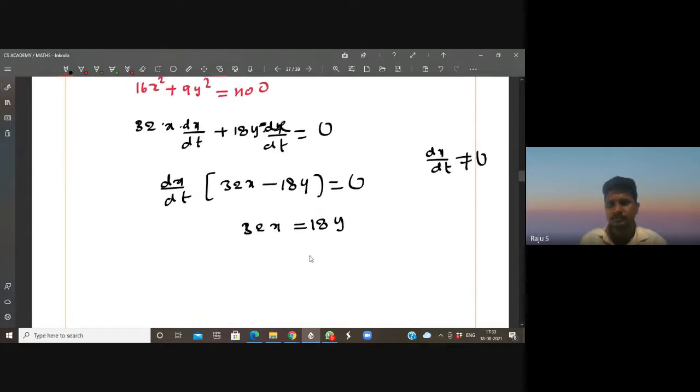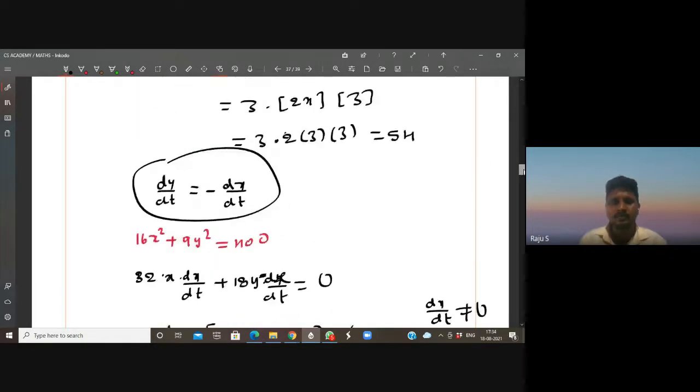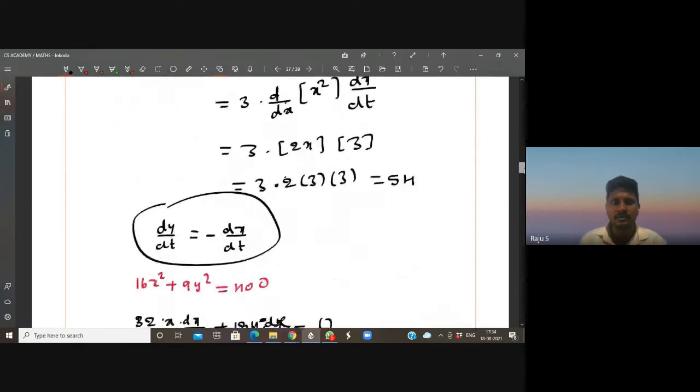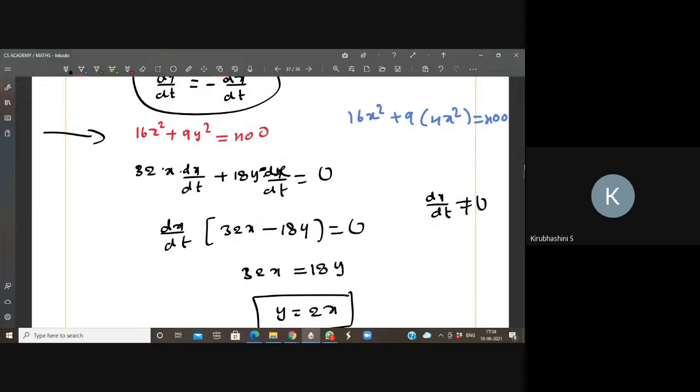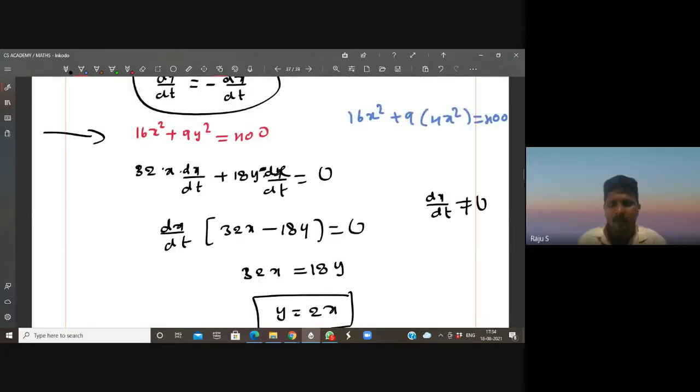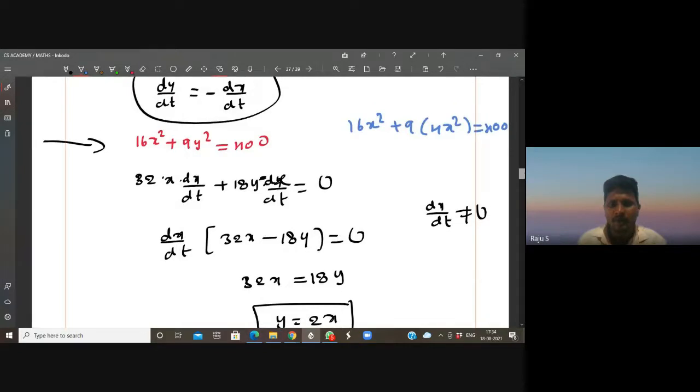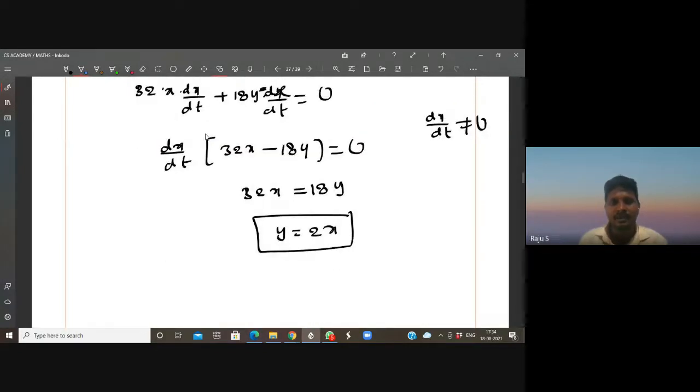What about the y value? Y is equal to 2x. This y value you have to substitute in the given equation of the ellipse. So 16x square plus 9y square, with y as 2x... Sir, 32 and 18 won't cancel away, no, sir? Oh, sorry. Exactly, I thought that 16.